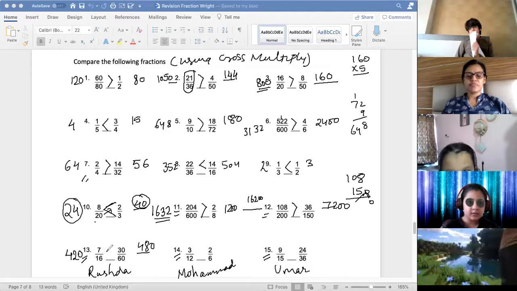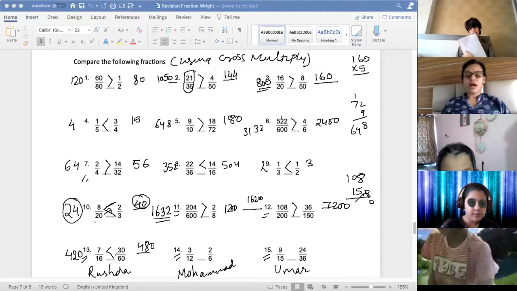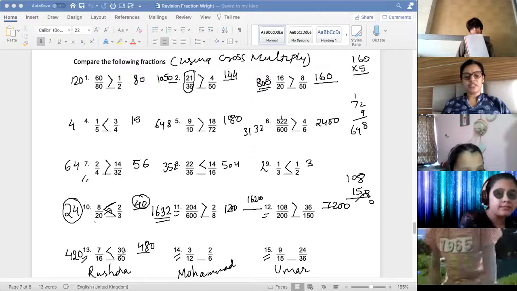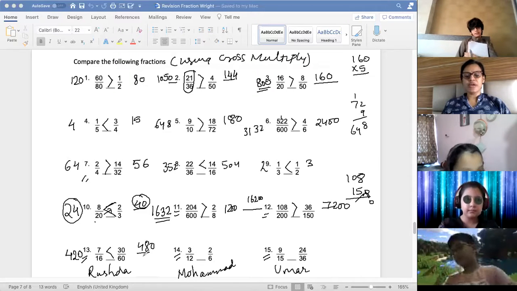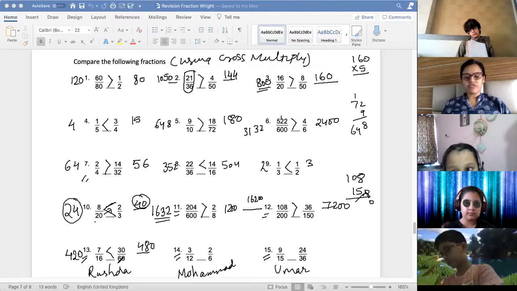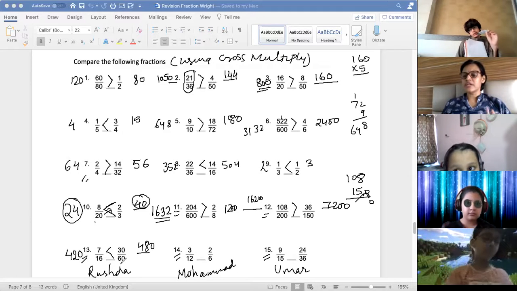480. 324. See, Aisha Kazi, did you understand this? You cross multiply and write the product near the numerator, and whichever is greater, that side fraction is greater. Is it clear? That simple, is it?